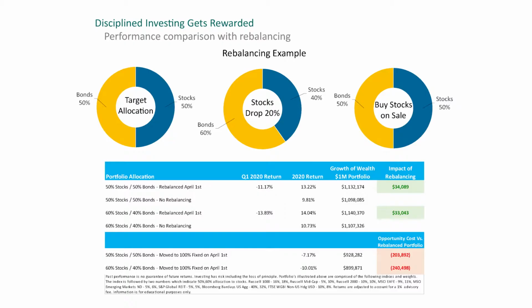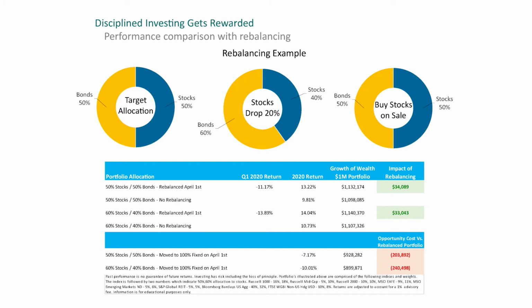Let's take a look. In this illustration, at the top in the pie charts, we see a basic rebalancing example, where on the left, we have a target allocation of 50% bonds and 50% stocks. But when stocks drop 20% of their value, the allocation changes to 60% bonds and 40% stocks. Through rebalancing, we can sell off some of those bonds and buy back stocks to get back to our target 50-50 allocation.